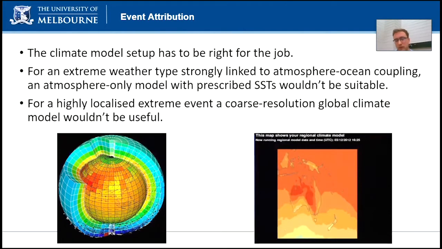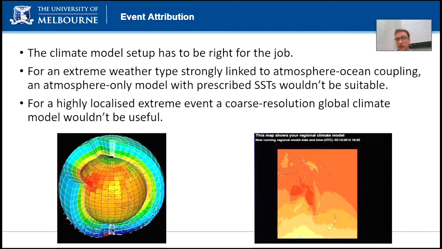So for example, if we were interested in something like a tropical cyclone, a type of extreme weather which we know is strongly linked with atmosphere-ocean coupling, we know that when we have a tropical cyclone over the ocean, it mixes together the surface water and brings cooler water to the surface. If we were looking at an atmosphere-only model, with prescribed sea surface temperatures, that probably wouldn't be a good idea because that model would miss the fact that that mixing was occurring in the surface layer of the ocean.